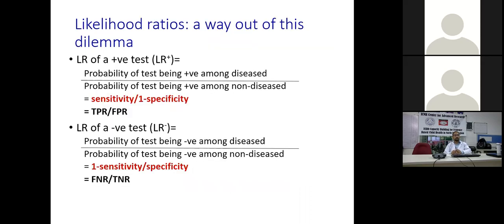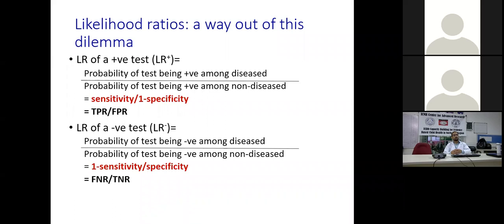So what is the way out of this dilemma? If I'm saying that sensitivity and specificity per se don't help the clinician in arriving at a diagnosis, it is predictive values. But predictive values, on the other hand, are highly dependent on prevalence. Then how do you go about it? So likelihood ratios are a way out of the dilemma. Now, likelihood ratios are a little complex, so it's important to understand this carefully.